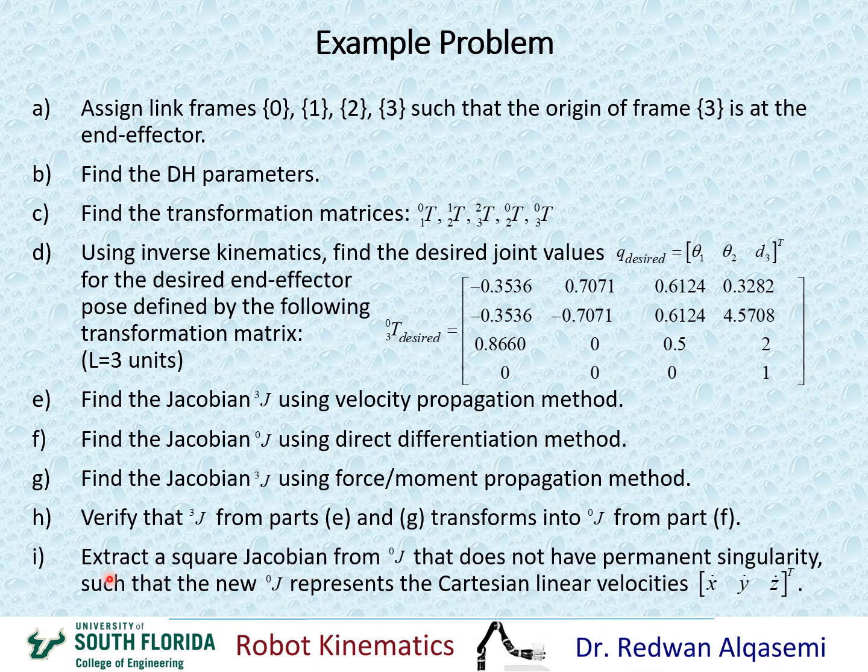Now for part I, extract a square Jacobian from J reference to frame 0 that does not have permanent singularity, such that the new J in reference to frame 0 represents the Cartesian linear velocities x dot, y dot, and z dot. So what this means is that we would like to extract out of the 6 by 3 Jacobian here a 3 by 3 Jacobian. And the 3 by 3 Jacobian should be allowing us to control x dot, y dot, and z dot. So for this particular part of the problem, we need to extract that square Jacobian, so we should be able to invert the Jacobian.